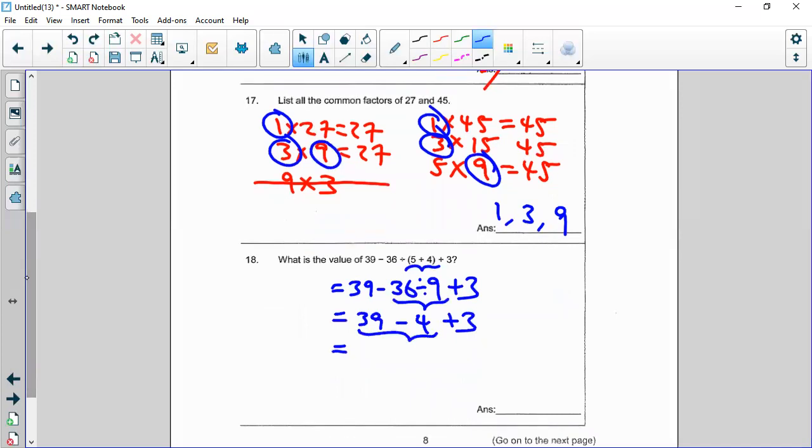So when you have minus and plus, equally important, you do left to right. So you have 35 plus 3, and your answer will be 38. Okay, no mistake. Okay, let's quickly go to question 19.